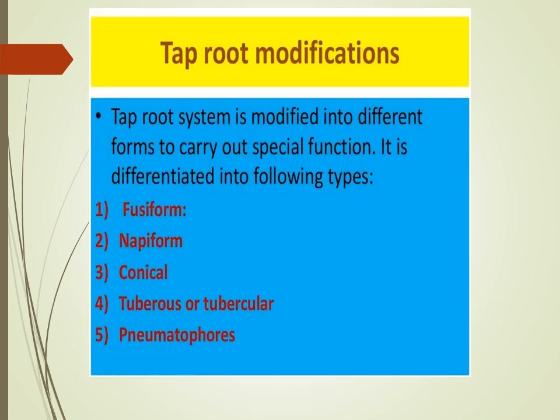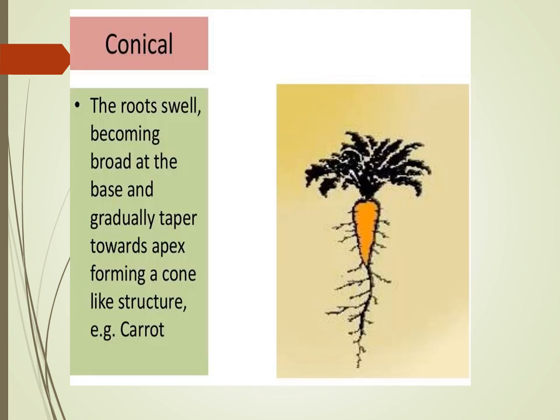Now we will move on to the root modifications. First, we will look into the taproot modifications. As far as the taproot is concerned, they are modified into different forms to carry out special functions. So these are the types. The first one is fusiform, the second one is napiform, the third one is conical, the fourth one is tuberous or tubercular, and the fifth one is pneumatophore.